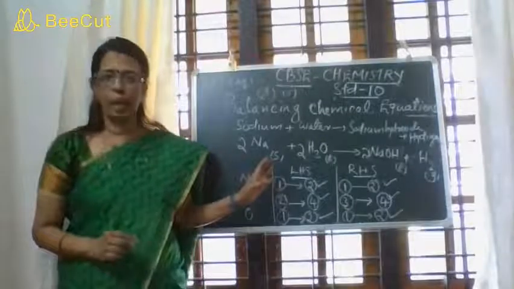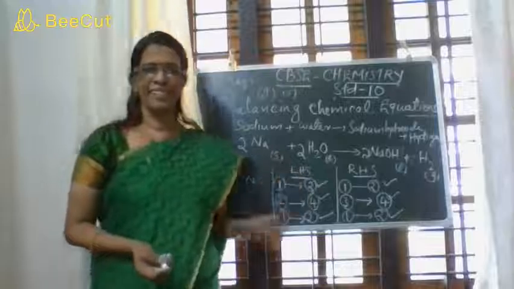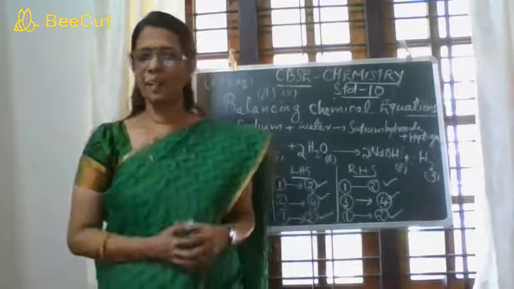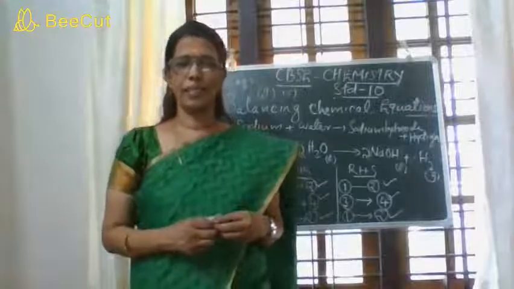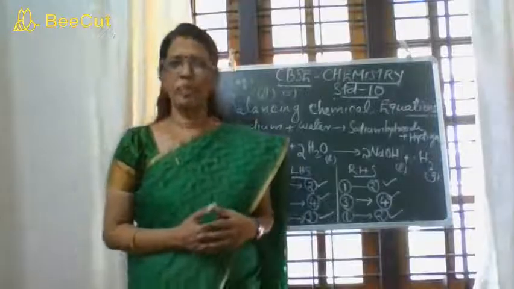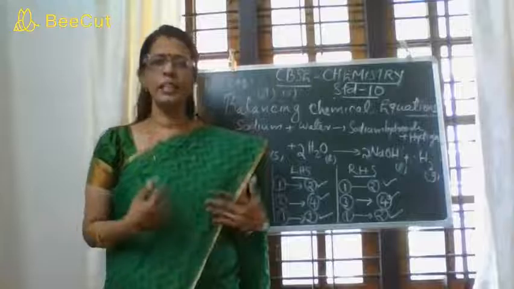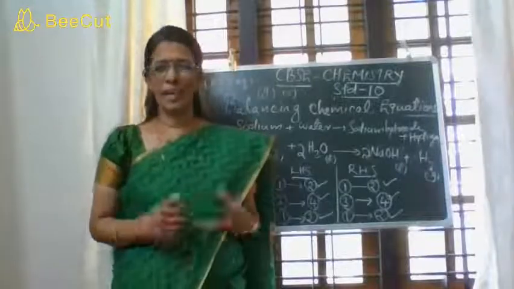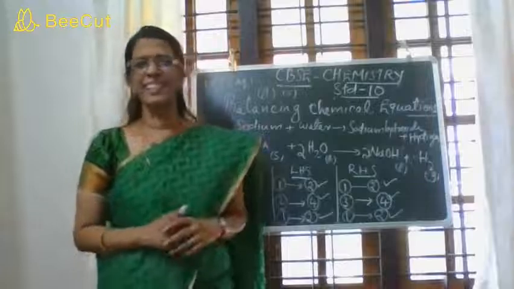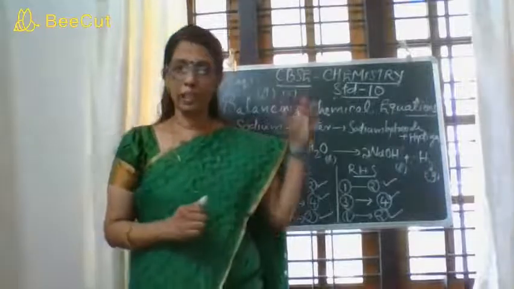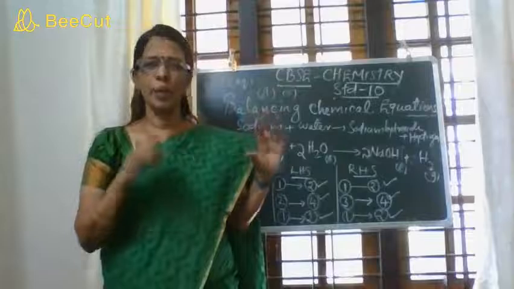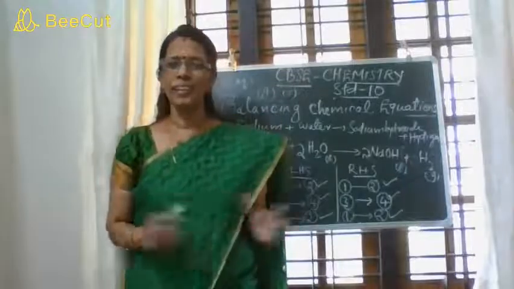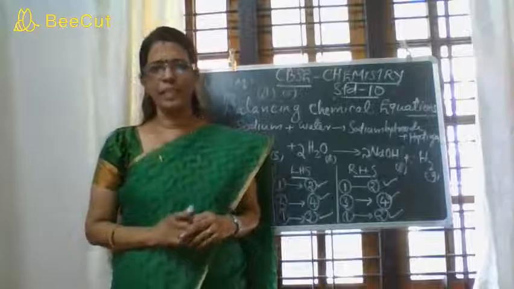This is the way in which we have to balance a chemical equation. I think you have got an idea about how to balance chemical equations, and you should practice more equations of this type so that it becomes very easy to handle such equations. Balancing the equation is a very important part in this portion. They will give a chemical equation and you have to balance it, and after that you have to write the physical state also, and that is the balanced chemical equation.